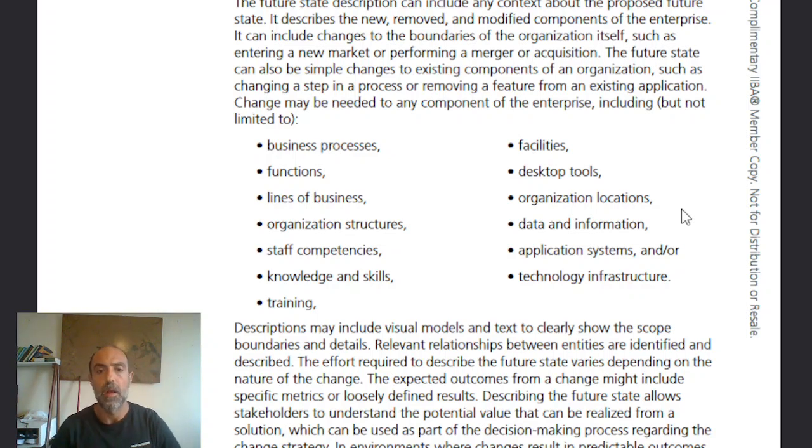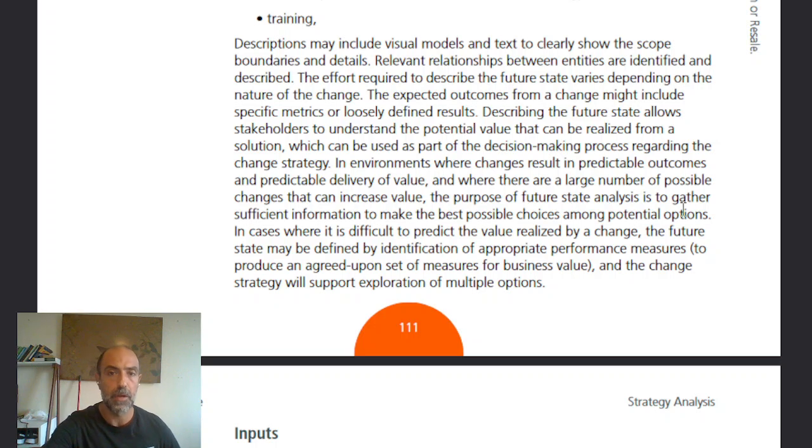Okay. The descriptions may include visual models and text to clearly show the scope, boundaries, and relevant details. Relevant relationships between entities are identified and described. The efforts required to describe the future state vary depending on the nature of the change. Exactly, we have to keep in mind things might change.